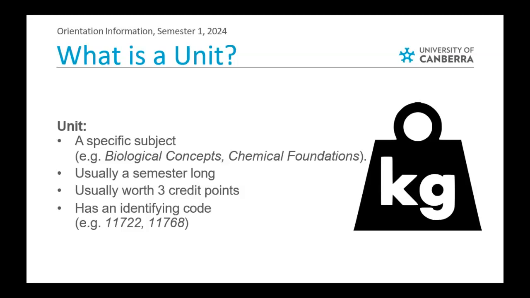And it has an identifying code, such as these numbers down here. So 11722 is biological concepts, 11768 is chemical foundations. We'll know those codes, but often we shorten things. So data analysis skills for science will become DAS. Professional orientation science will become POS. Things like that. That's generally how we'll try and refer to them, but it's a good idea to always keep in mind what the codes are as well.